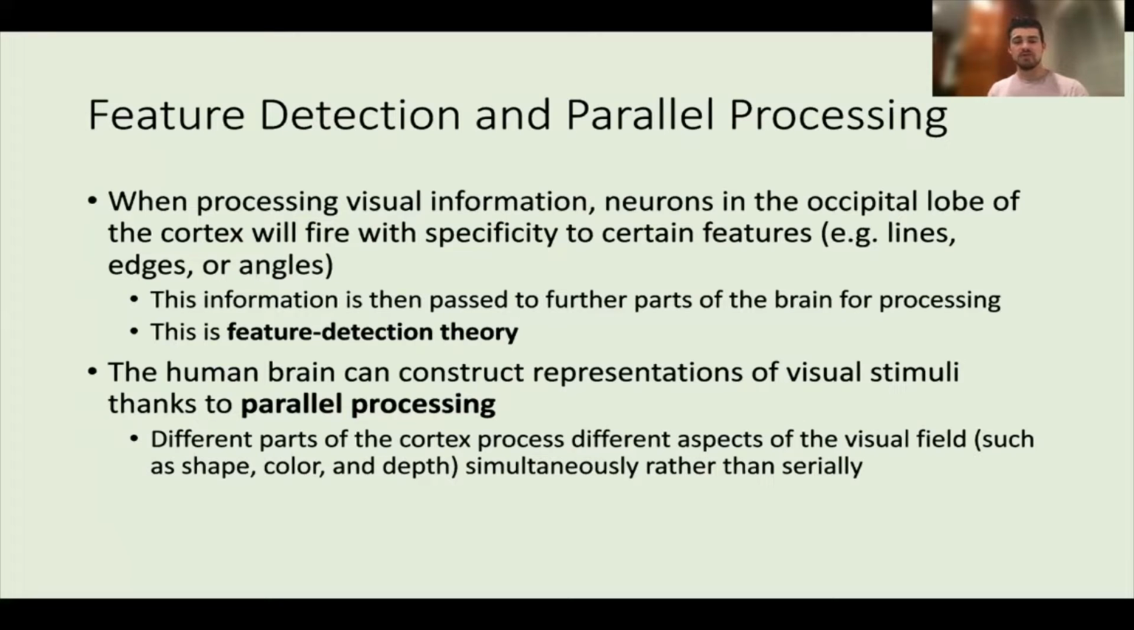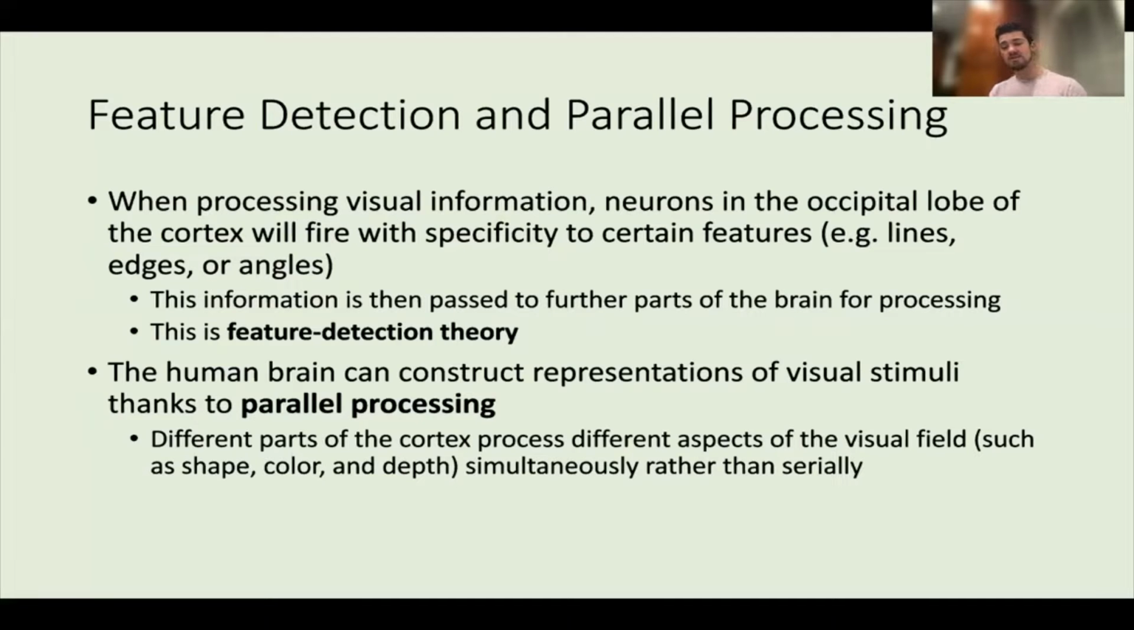There are just different parts of the brain that are going to only fire when we are looking at certain things. So maybe a smaller part of the cortex is going to fire when we're looking at lines or edges in a specific orientation, or angles in a specific orientation even. So the information is then passed to further parts of the brain for processing after they are picked up by these parts of the cortex. And this is basically what feature detection theory is. The human brain can construct representations of visual stimuli thanks to parallel processing.